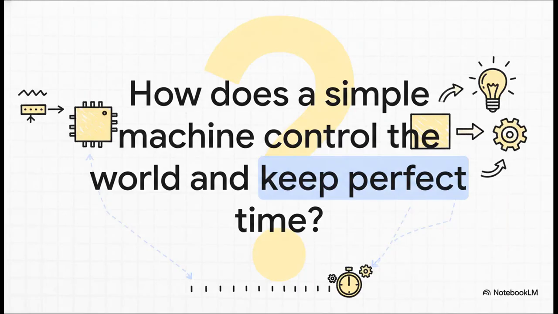Right, so how does a simple little machine like this control the world around it and keep what feels like perfect time? I mean, how does it sense what's going on, tell things what to do, and make it all happen with split-second timing? It really can seem like magic, but trust me, the answer is way more down to earth and honestly pretty clever.